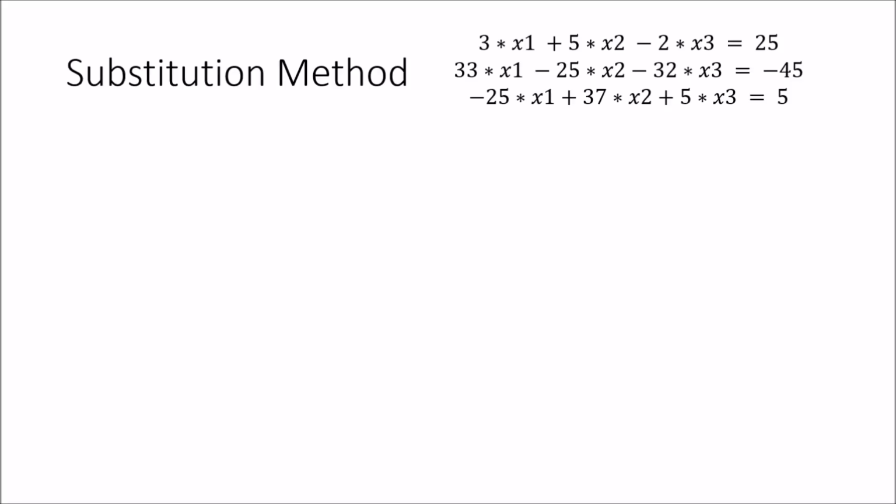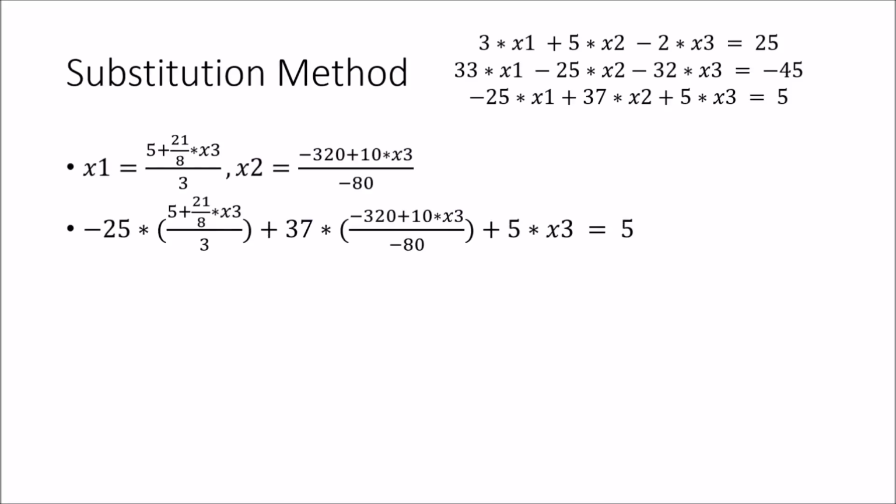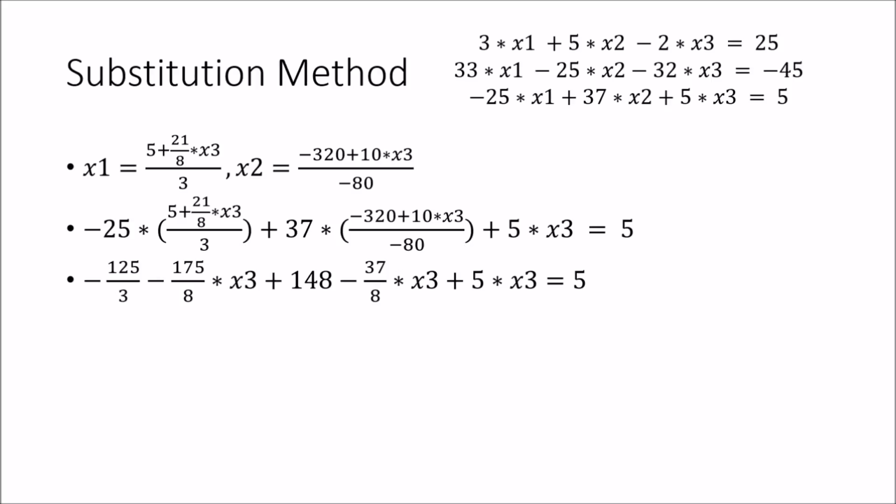I can use both of those now and substitute them into the final equation to find my x3 number value. All I have to do is, of course, the simple math that we've been doing up till now. I'll distribute the 25 and the 37 in this case. And I'll have this big, huge, long equation.